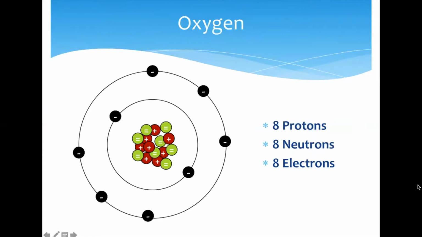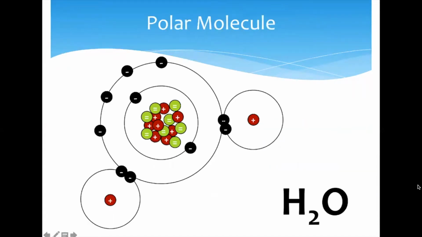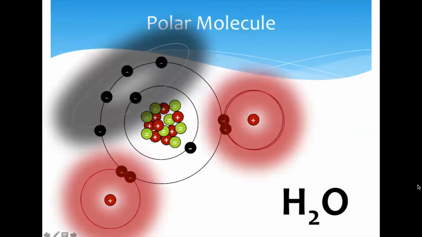Oxygen has 8 protons, so that's 8 positive charges, 8 neutrons, which is 8 neutral charges, and 8 electrons, which is 8 negative charges. We combine those and we get water, and we have a polar molecule. And what is a polar molecule? It has partial positive and partial negative charges from polar bonds. Here you can see where we have the negative charges and the positive charges, but they're even.